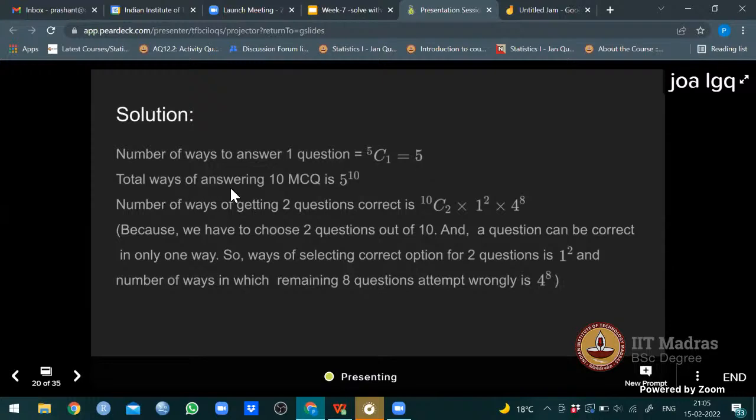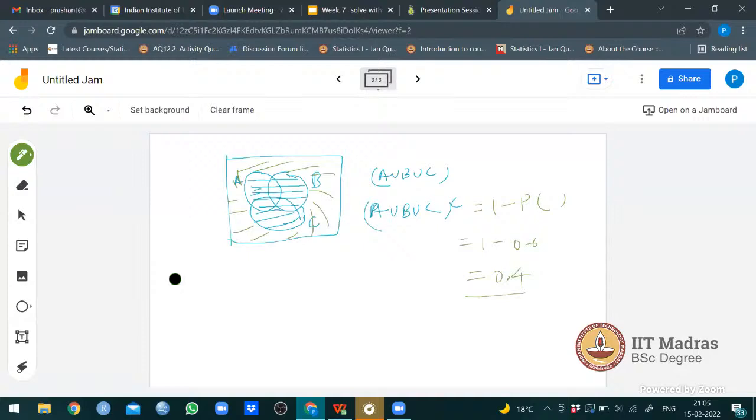So total ways for answering the 10 MCQs: for one MCQ you have 5 options, so for 10 MCQs it will be 5 raised to power 10, right? For one question you have 5, for the second again you have 5 options, for the third you have 5 options. Similarly it will be 5 raised to power 10. This will be your sample space, the total ways for answering.